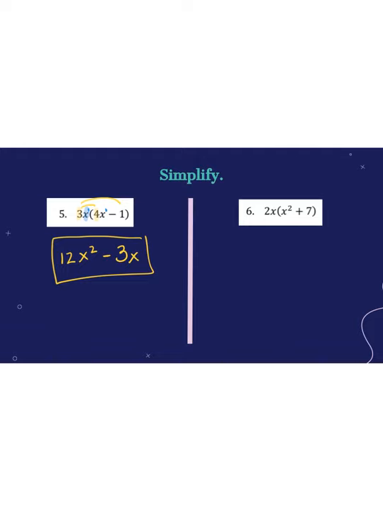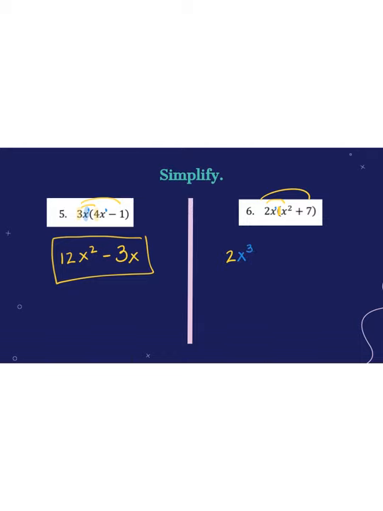Okay, number 6, 2x times x squared plus 7. Okay, so we're going to start again by distributing that 2x to both of those, and there's no number in front of this x, so there's just a 1. So first I'm going to take that 2 times that 1, and I come up with 2. And then when I look, I have a little tiny 1 on this x. Okay, so I have x times x squared. So x times x squared is going to be x to the third, because I see 3 of those.